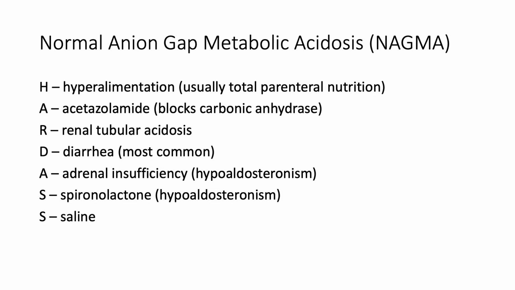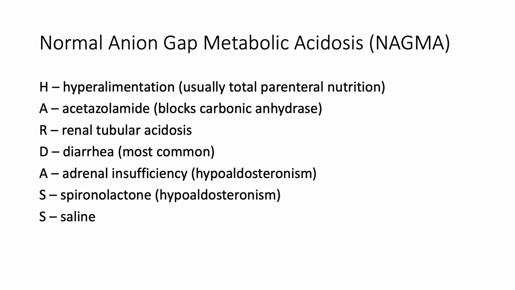And here's a helpful mnemonic that I will not say out loud that can help you remember the causes of normal anion gap metabolic acidosis. So H is for hyperalimentation, which means basically too much nutrition, and this is something you can see in patients who are on total parenteral nutrition, where they're getting all of their nutrition through an IV. A is for acetazolamide, which is a carbonic anhydrase inhibitor, so it's going to prevent the reabsorption of bicarbonate at the proximal tubule. R is for any of the renal tubular acidoses.